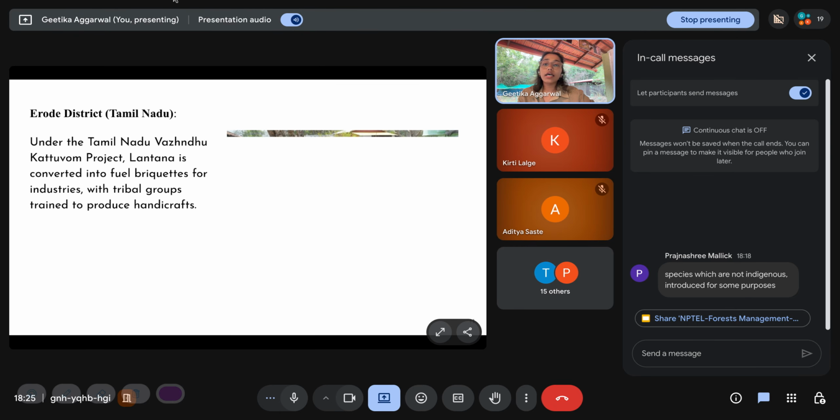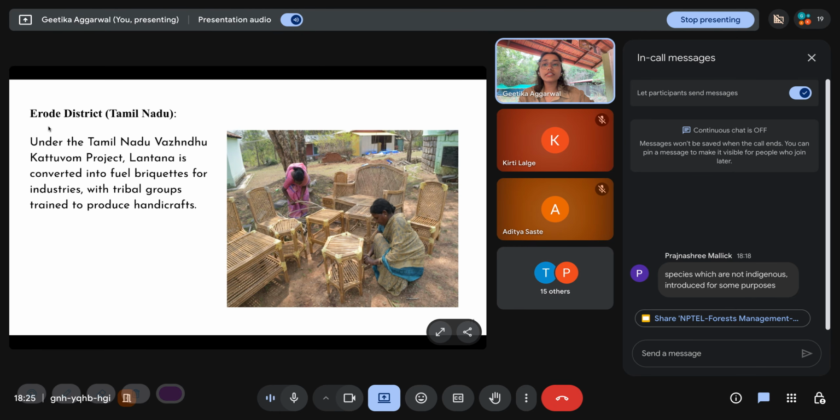Another is Erode district in Tamil Nadu, where there's another project in which lantana is converted into fuel briquettes for industries, and the tribal groups here are trained to produce handicrafts. Again, here also in Tamil Nadu, furniture is being made out of lantana stems. So they're trying to cut up as much lantana as possible to create these handicrafts or different furniture so that it can be put to economic use, and they can make money out of this lantana.